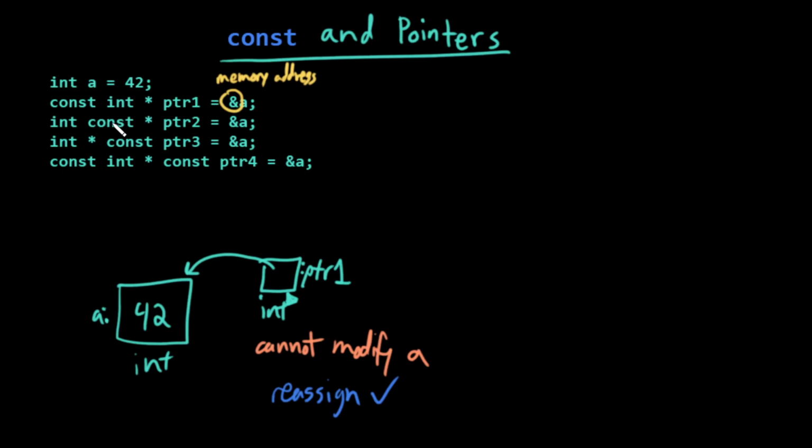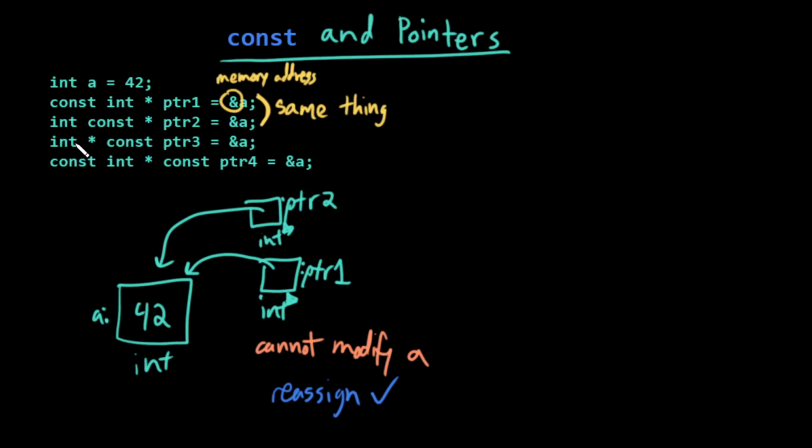On the second line, int const star ptr2 equals ampersand a, this is doing the same thing. Again, I'm creating a pointer that points to an int, but cannot modify whatever it's pointing to. I can reassign it to point to a different int, but I cannot modify what I'm pointing at. So this one looks the same, ptr2, it's an int pointer, pointing to this object.